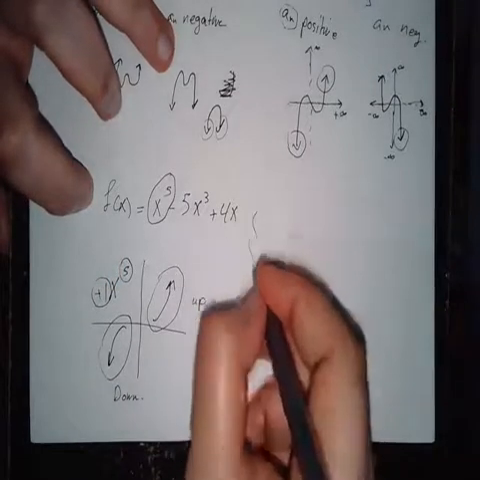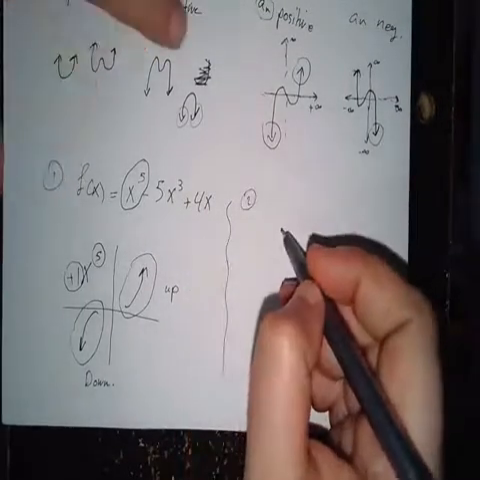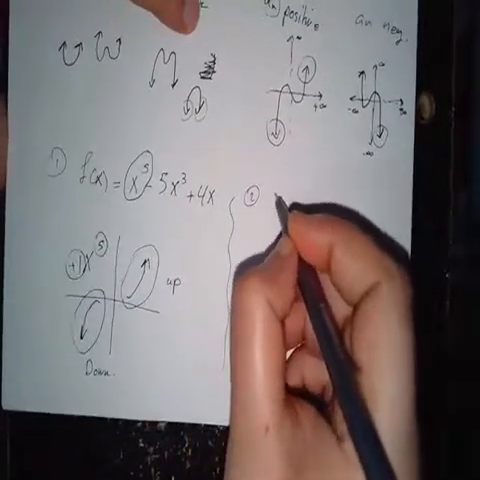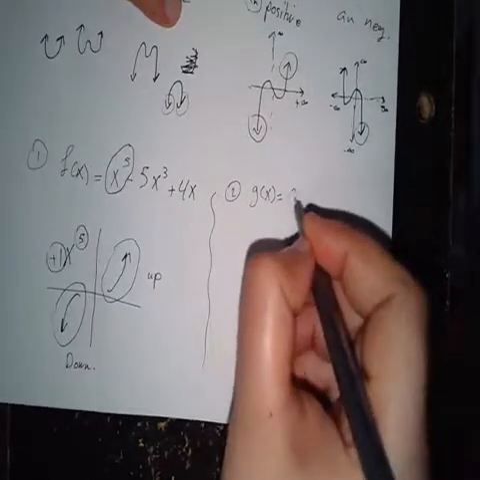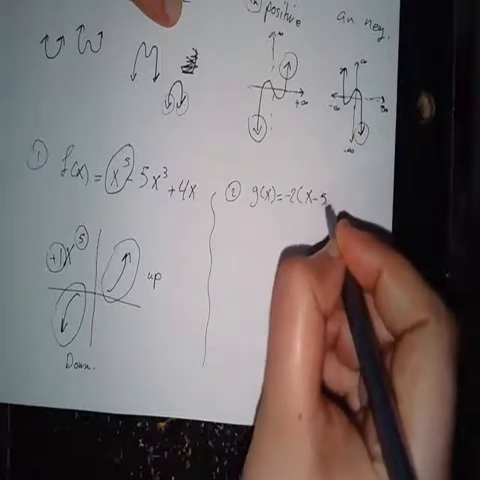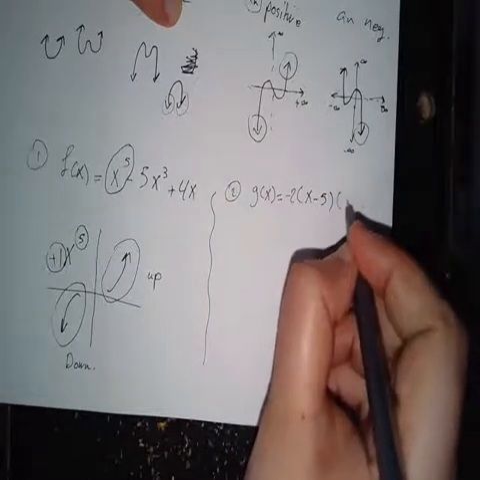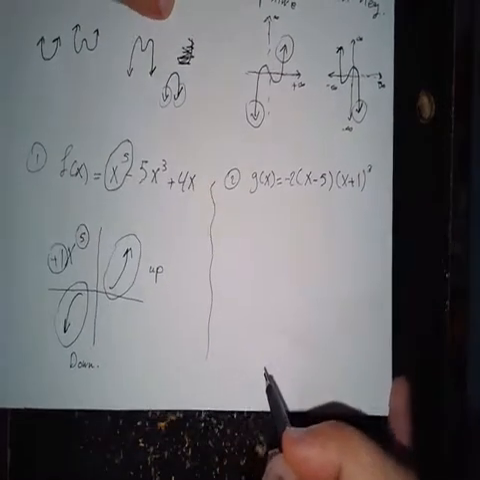Let's do one more. Here's another example. How about g of x? And I'm saying this time that g of x is actually negative 2 multiplied by x minus 5, which is multiplied by x plus 1 to the third power. Well, that looks like a mess.